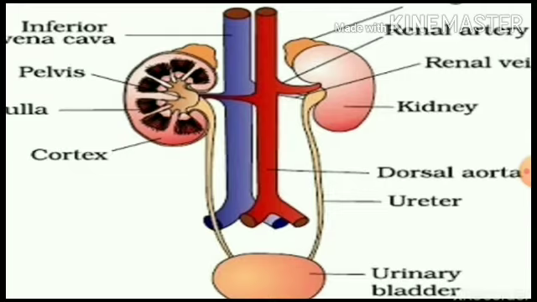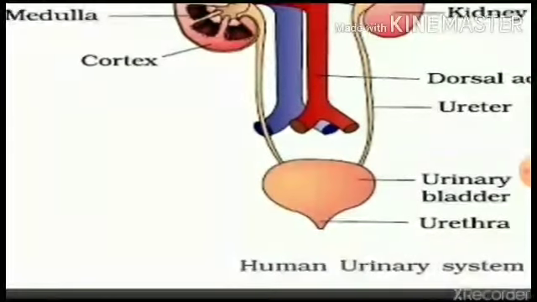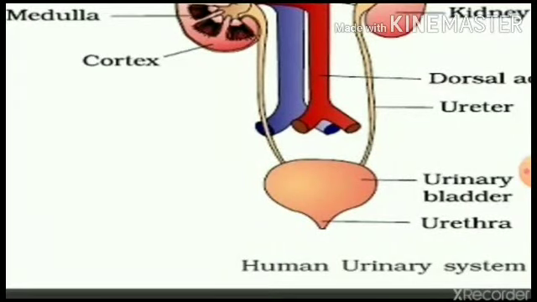Once the bladder is full, it is to be emptied out, and this is done with the help of the external opening called the urethra. The urethra is the opening that helps in passing the urine out, and this act of passing the urine out into the exterior is known as micturition.